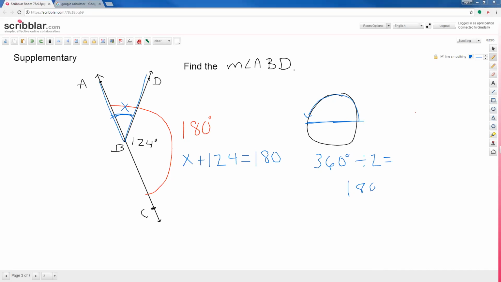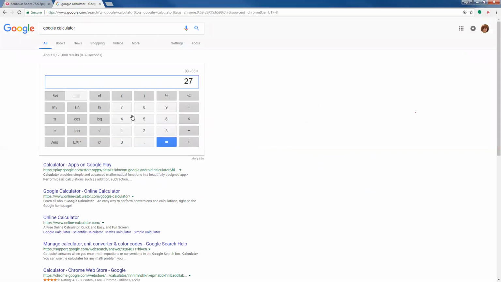Subtract. Good. So 180 minus the 124. We do subtraction. This time I'm going to be careful. I'm going to plug it into my calculator. Like I said, it's super easy to be off by that factor of 10. So 180 minus the 124 is 56.